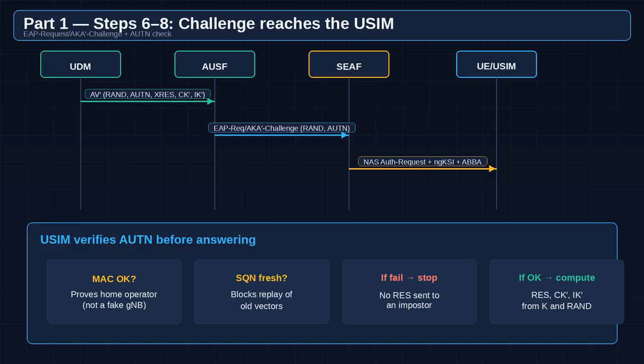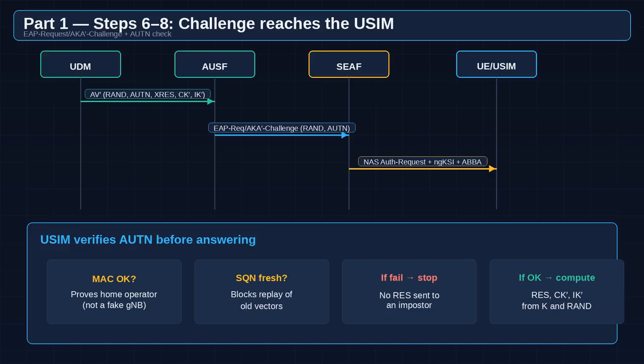The SEAF wraps the EAP challenge inside a NAS authentication request on the N1 interface and adds two important companions: NGKSI, which will label the new security context, and ABBA, the anti-bidding down parameter that stops an attacker from forcing the phone onto weaker security options.